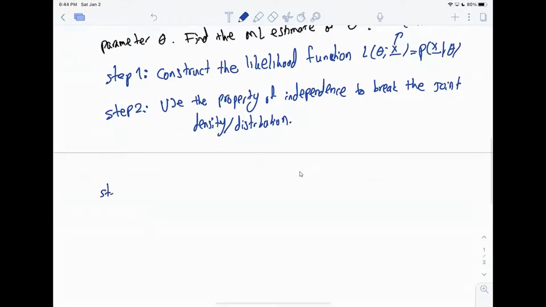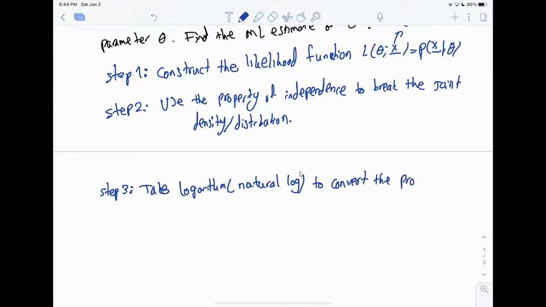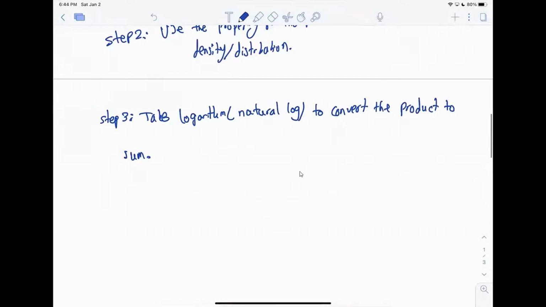Step 3, take a natural log. In this step, we're going to review what I mean by that, but take the logarithm, or in most cases the natural log, to convert the product to a sum.